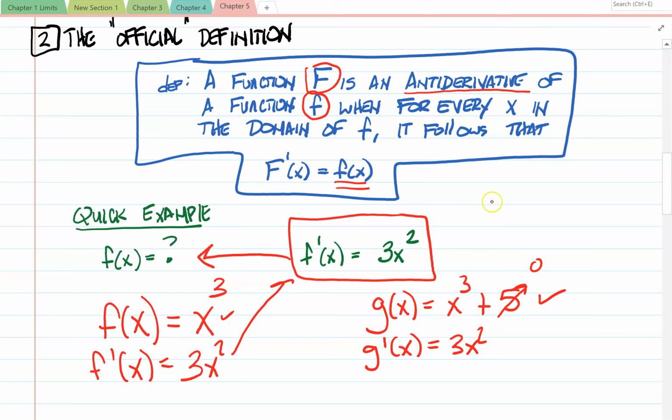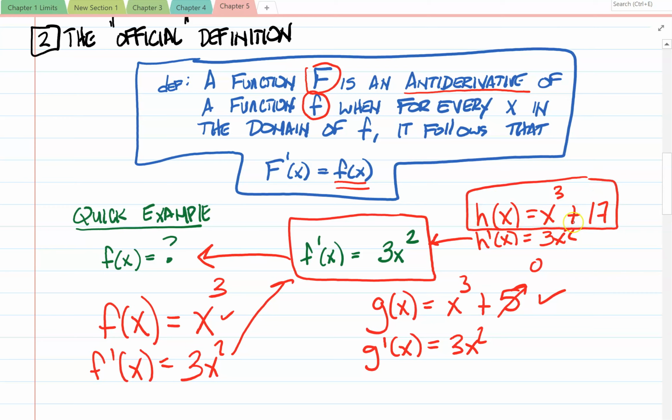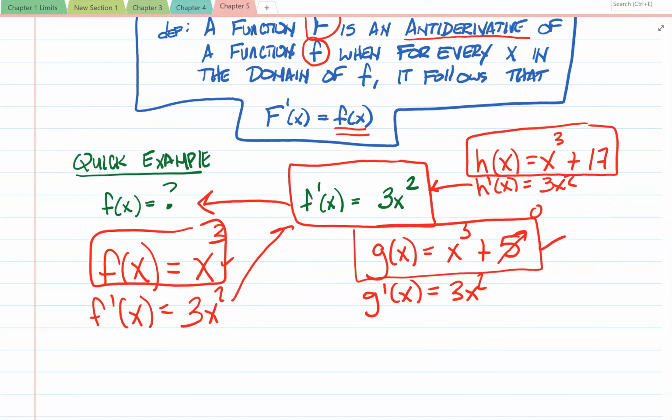And I'll bet there's somebody else out there who says, yep, Mr. Diorio, I found another one. It's x to the third plus 17. Well, shoot, that person would also be correct because h prime of x gives me back 3x squared, which is exactly what we have. So what you're noticing here is that this is an antiderivative, this is an antiderivative, and this one was an antiderivative. So what's happening here is we are creating what's known as a family of functions.